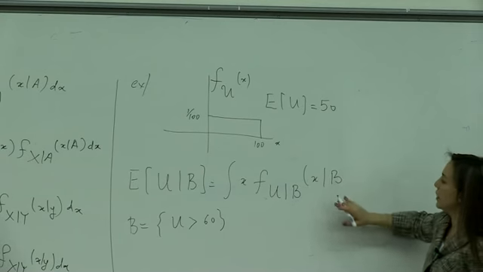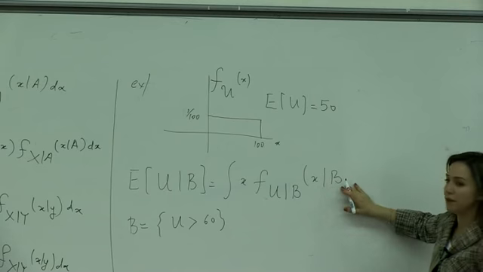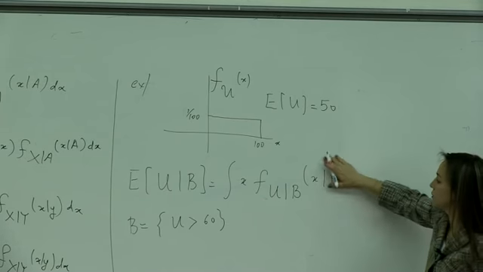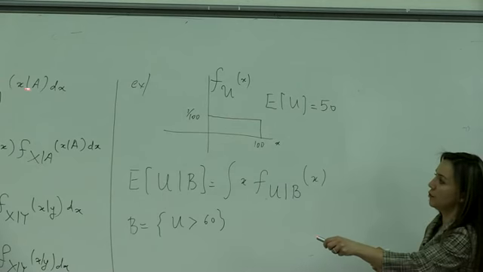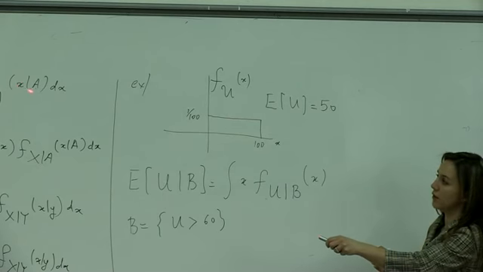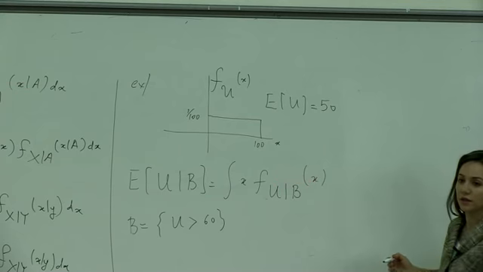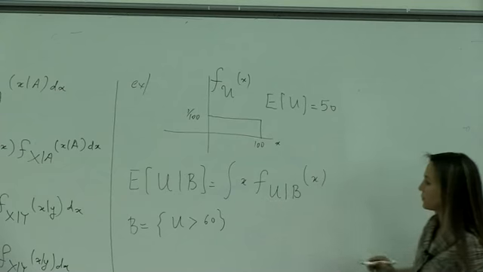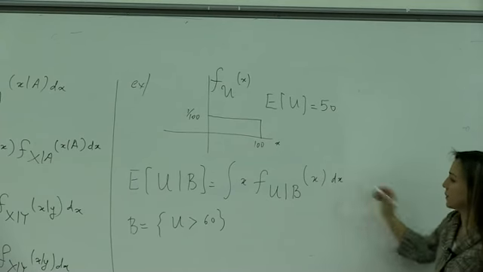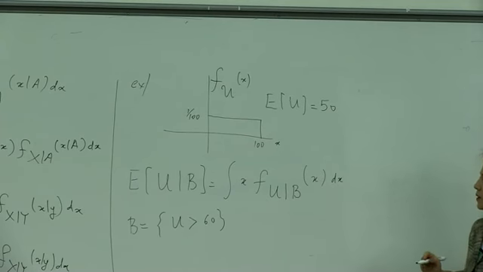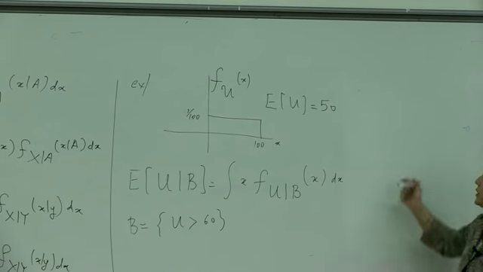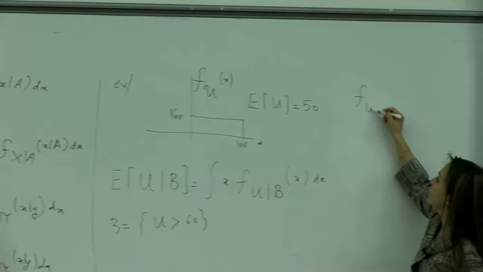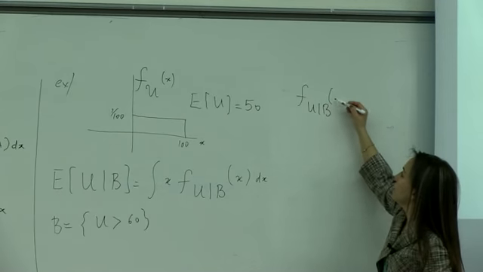If you want, we don't have to keep writing B here. You can drop this B. It's up to you. After all, it's just a function of x here, and it's just a function of x here. What is x? x is the value that U takes, dx. Now, we need f_{U|B}. We know how to compute f_{U|B}. Let's do that.